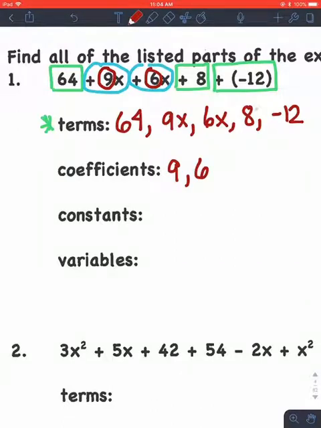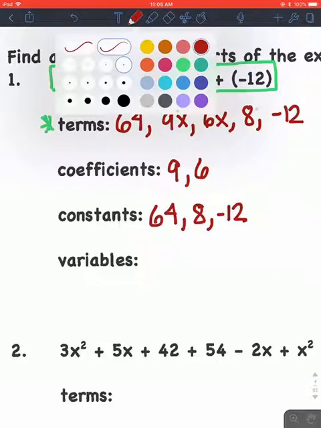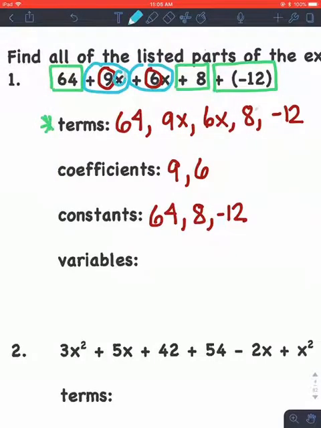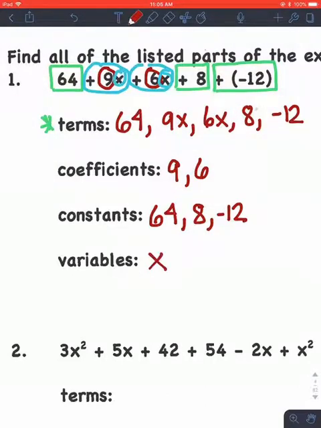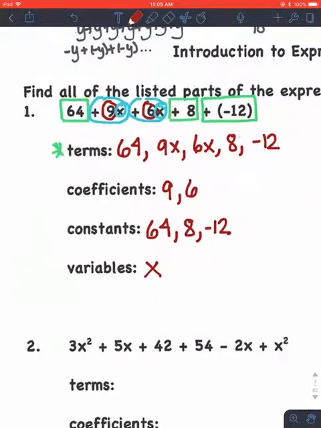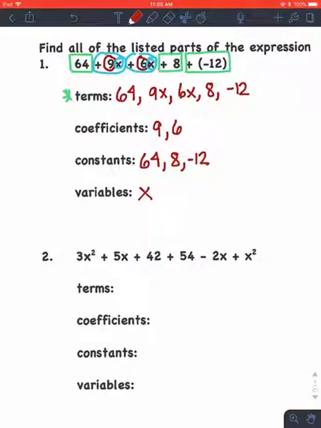Constants would be any numbers not attached to a variable. So that's going to be everything in my green boxes: 64, 8, and negative 12. And variables would be my x's. So here, that x and that x. Since it's the same variable, you only have to list it once, but you could list it twice if that's easier for you. So this would be the complete answer for number 1. Please pause the video and try to do the same thing with number 2.